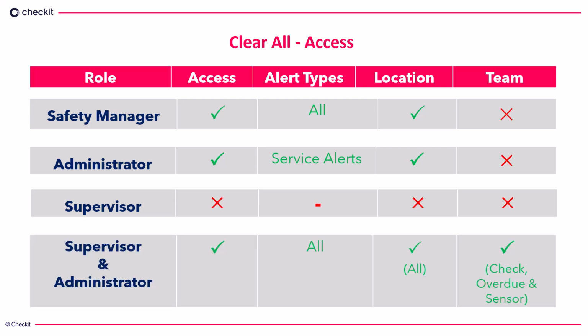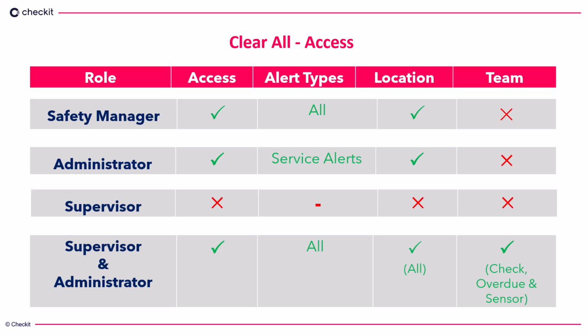However, if someone is both a supervisor and an administrator, it means that between the two roles, they can clear all types of alerts across their team and their location. Now, certainly with this latter option, the combination of roles is not that different from those of the Safety Manager, so it's really important to think carefully about who this combination of roles is assigned to.